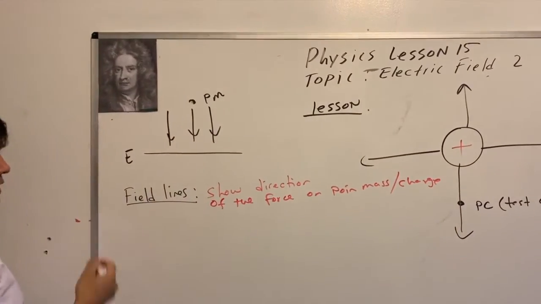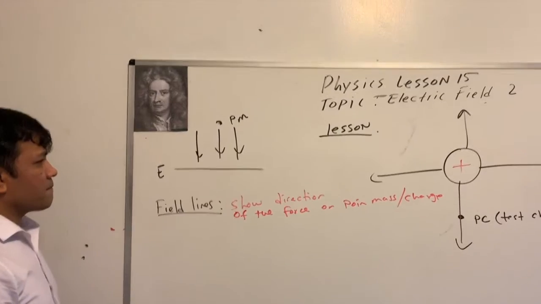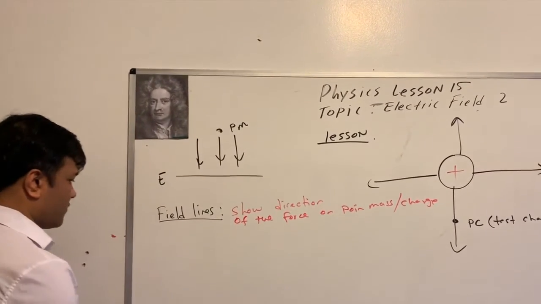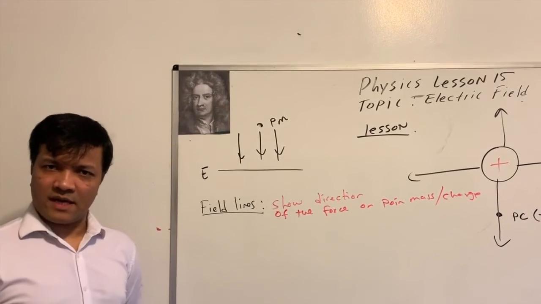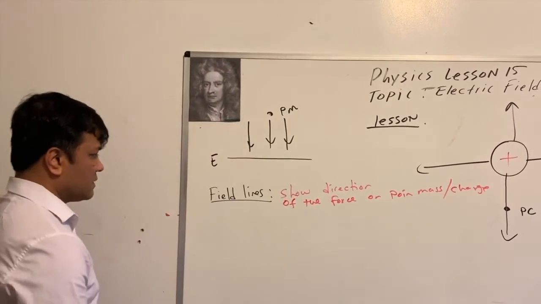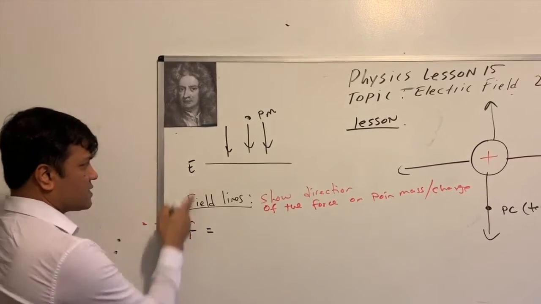So, all right, now let's start with the force of gravity, the universal force of gravity, and derive the gravitational field. So we know that F is equal to what is the force?